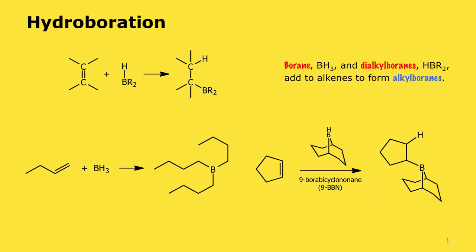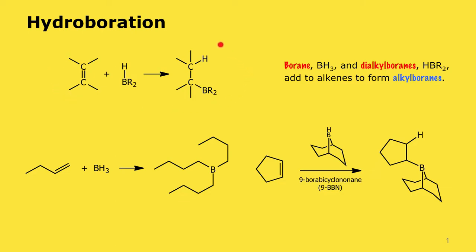The final electrophilic addition reaction of alkenes that we're going to look at is the hydroboration of alkenes. And we can see that we can couple this with an oxidation as a way of synthesizing alcohols. So let's start with the hydroboration itself that's shown here.